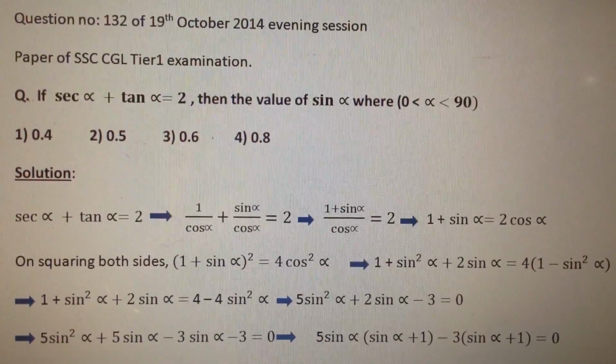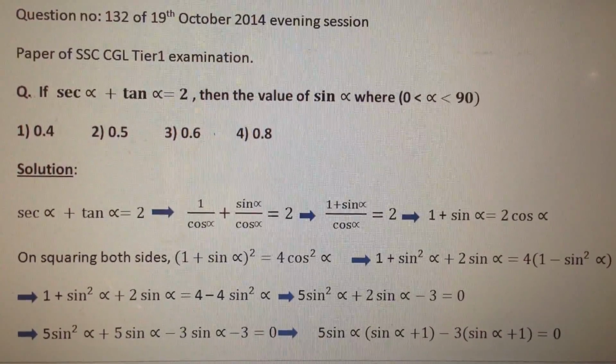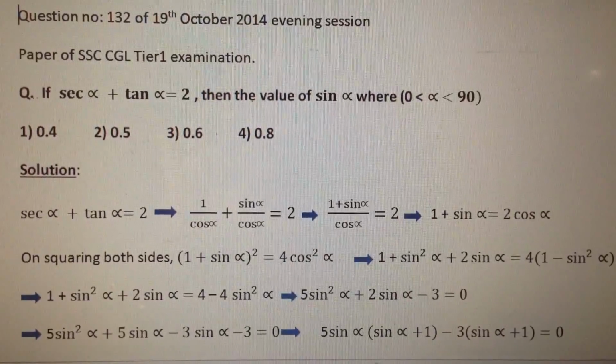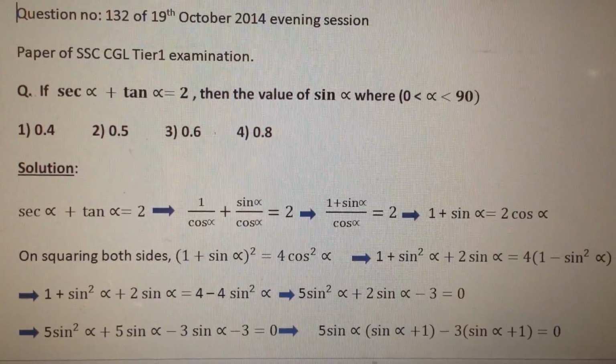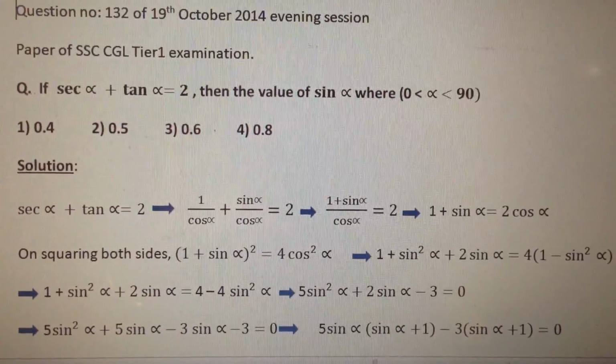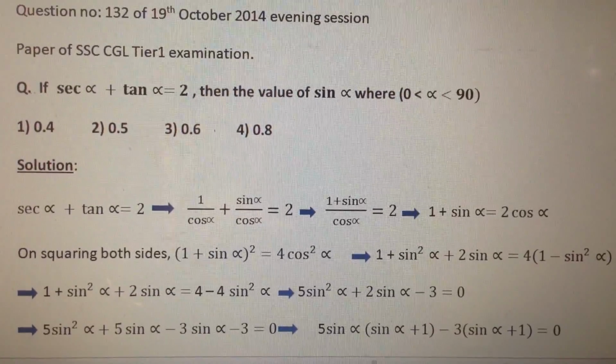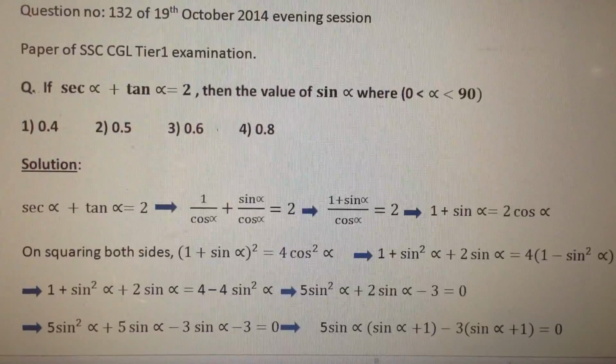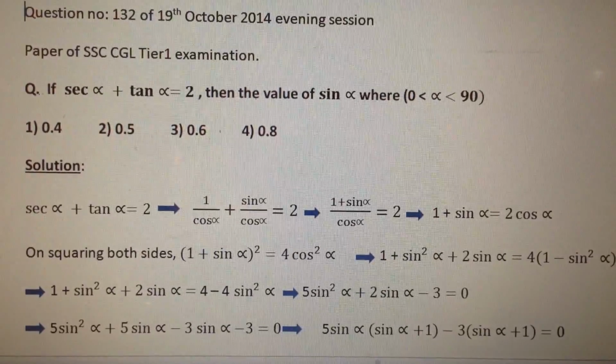This is question number 132 of SSC CGL Tier 1 examination held on 19th October 2014. The question is, if secant alpha plus tan alpha is equal to 2, then find the value of sin alpha, where alpha is between 0 and 90 degrees. Here is the solution.